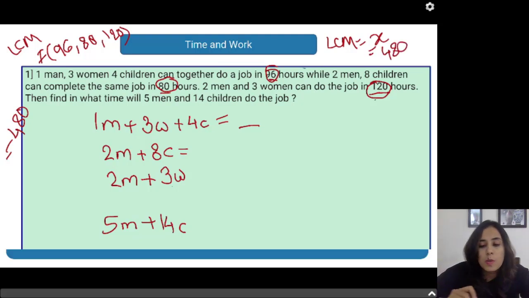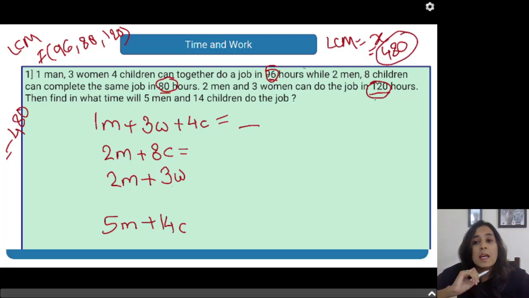Now assume that this 480 is the number of units that need to be prepared. We know one man, three women and four children together can prepare 480 units in 96 hours. So if I divide 480 by 96, I get the number of units they are making in 1 hour. When I divide 480 by 96, I get the answer as 5. So in 1 hour, they are making 5 units. I have taught this in the last session also. Always find out the value in 1 hour.